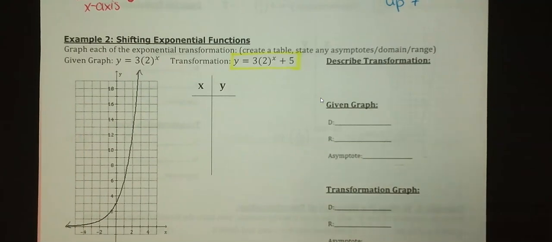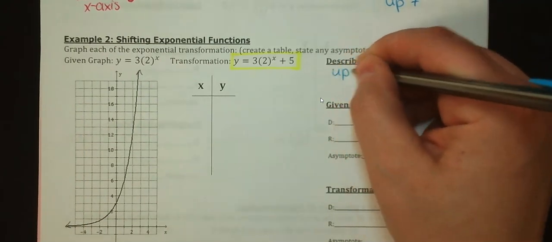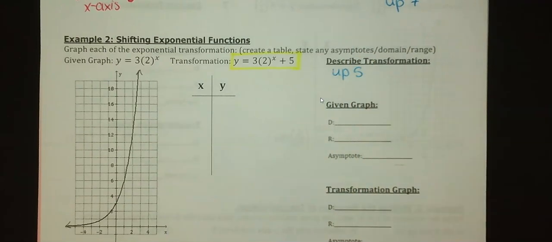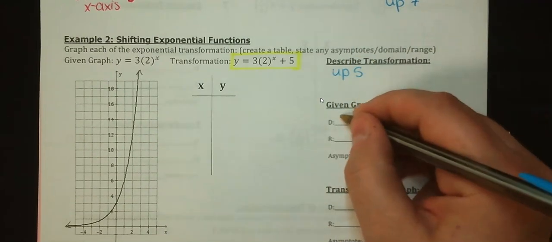Yeah, it would be up 5. That's all I'm looking for. Now, before I get into this and draw this, the given graph here, just to review from last time.